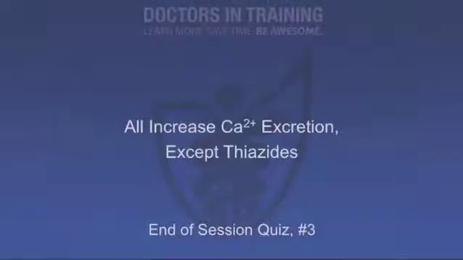And then the third column, calcium. Remember, loops lose calcium, but so do most of the rest of these. The loop diuretics cause you to lose calcium, as do potassium-sparing diuretics and acetazolamide. The exception in this case is the thiazides. Remember, thiazides cause the body to retain calcium. They reduce the urinary excretion of calcium.